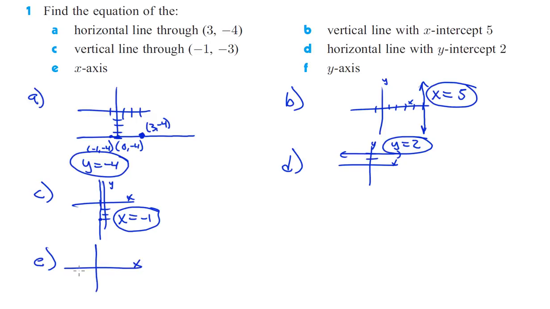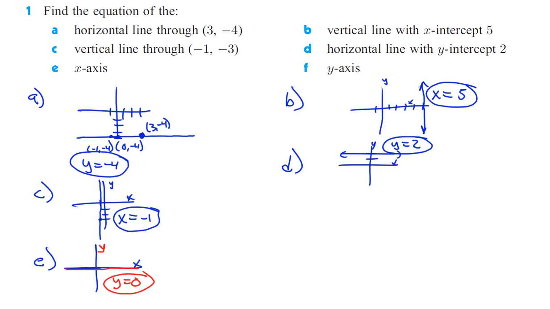E, find the equation of the x-axis. This is the x-axis, so we want to think of this as its own line. This is the red line here. Since it's a horizontal line, it crosses through the y-axis, and the y is 0 at all of those. Everywhere along this entire line, the y value is 0.